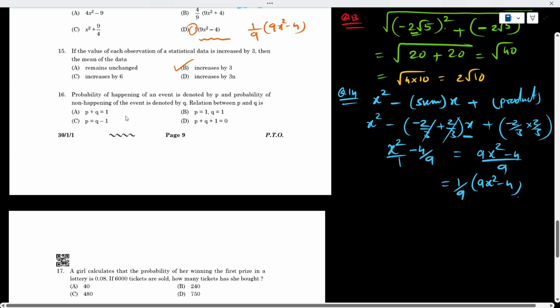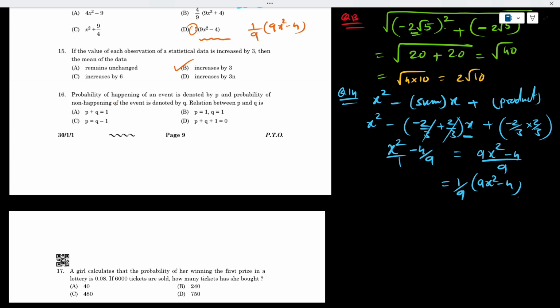Then after that, question number 16 is based on probability. What is written here? Probability of happening of an event is denoted by P, and probability of not happening of the event is denoted by Q. The rule, you know this here. Probability of any event plus probability of not happening of that event is always 1. Now happening is P plus not happening is Q equals 1. Option A is your right option.